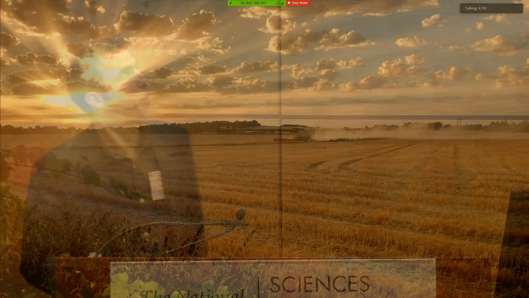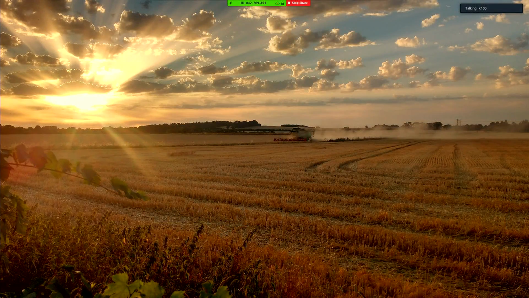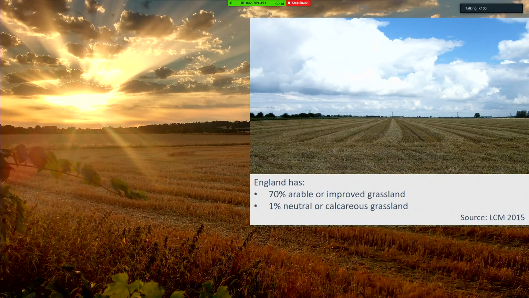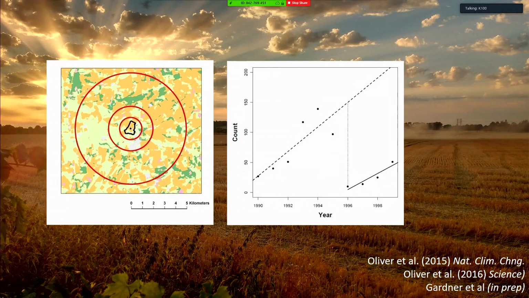This is a photo taken actually from my back garden, and even I'll grudgingly admit this was quite beautiful. I'm generally not a fan of intensive food production systems. As an ecologist, I'm very aware that they are very damaging for wildlife. England, as an example, has 70% of arable, often intensive or improved grassland, and just 1% of semi-natural grassland cover left.